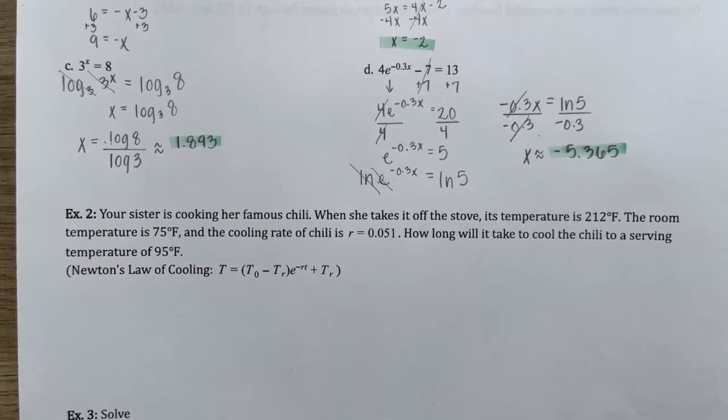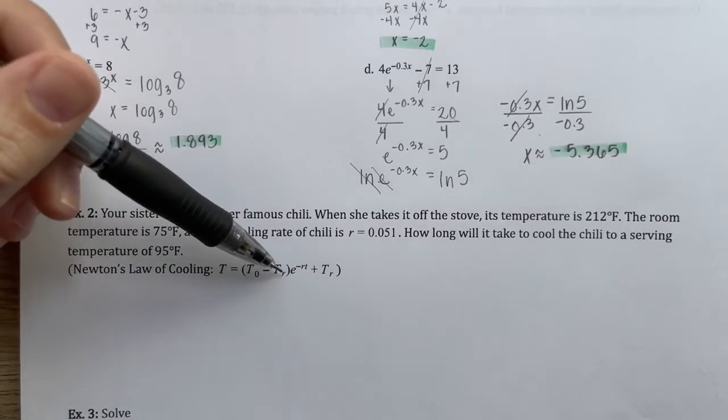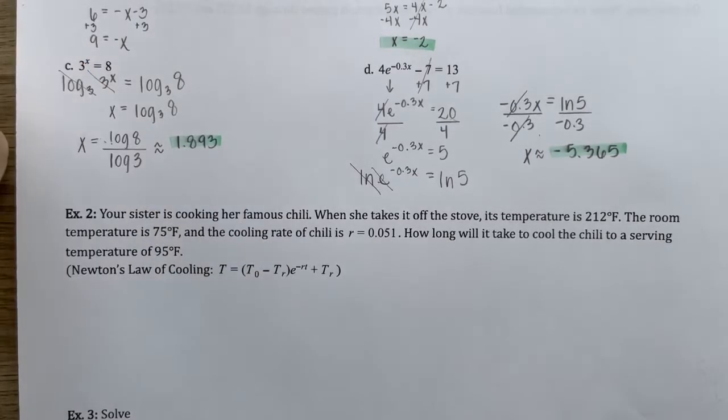For example 2, your sister is cooking her famous chili. When she takes it off the stove, the temperature is 212 degrees Fahrenheit. The room temperature is 75 degrees Fahrenheit, and the cooling rate of chili is r equals 0.051. How long will it take to cool the chili to a serving temperature of 95 degrees? So we'll use the equation for Newton's law of cooling. T equals T sub 0 minus T sub R times e raised to the negative rt plus T sub R.